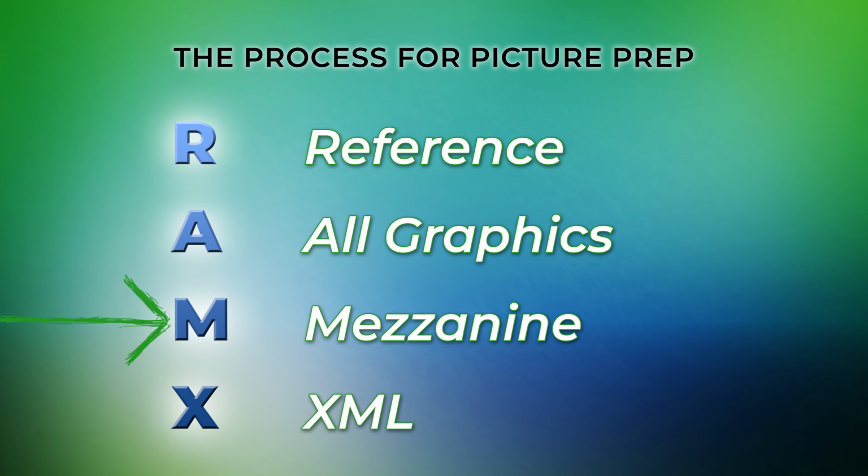The next item is M, which stands for Mezzanine. Okay, what in the world is that? Mezzanine refers to an intermediary codec.